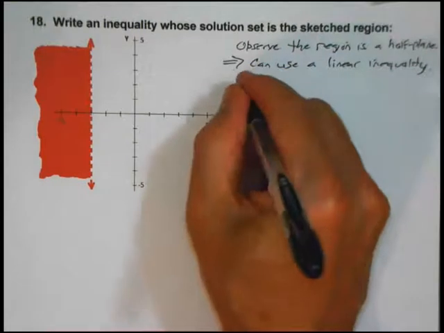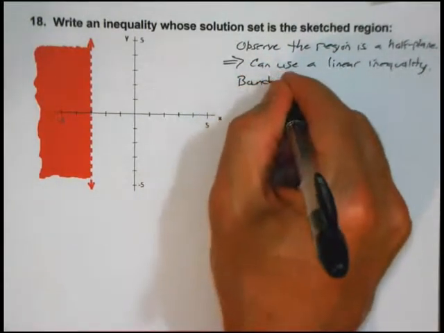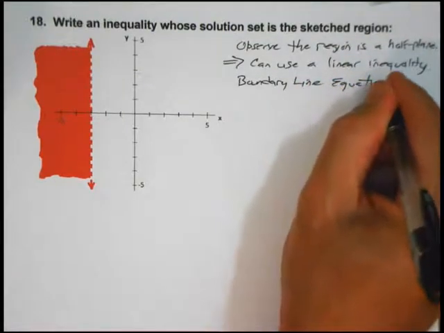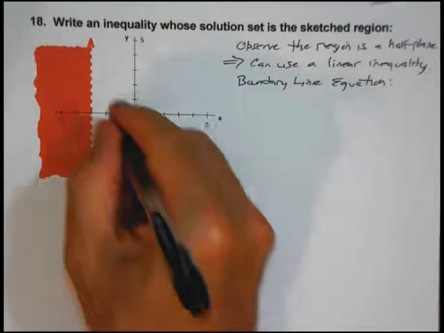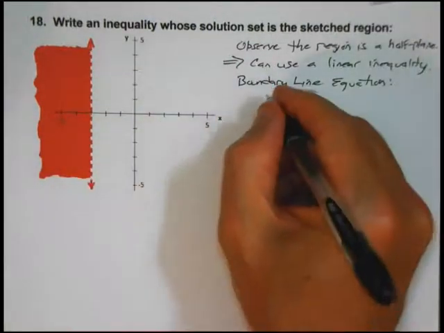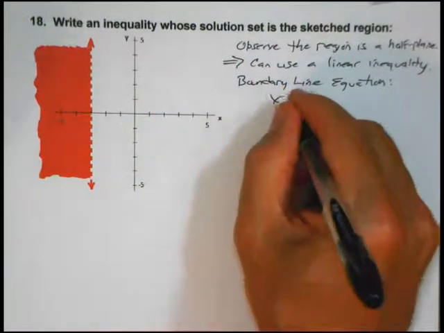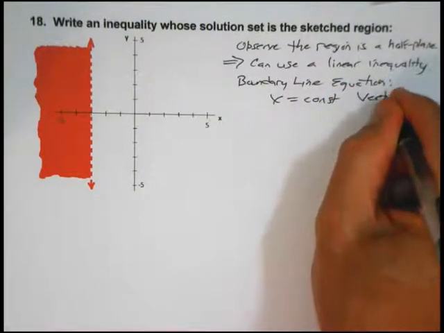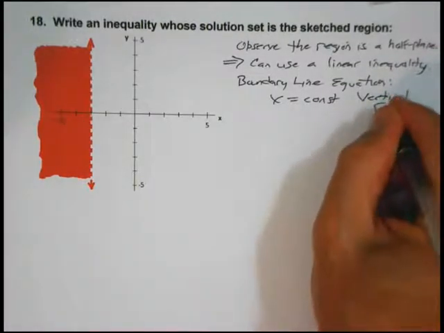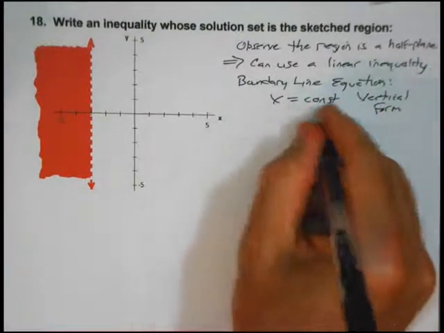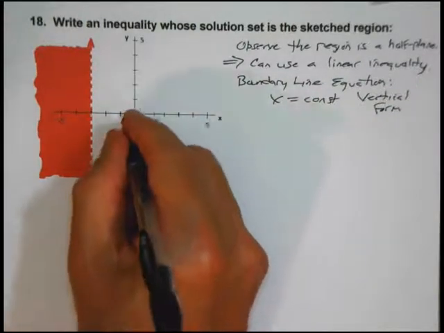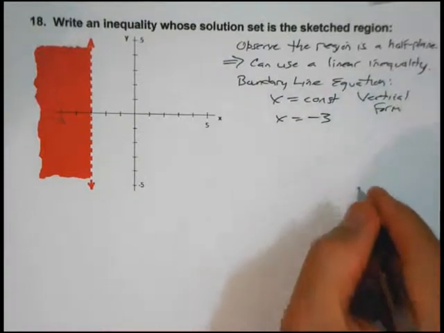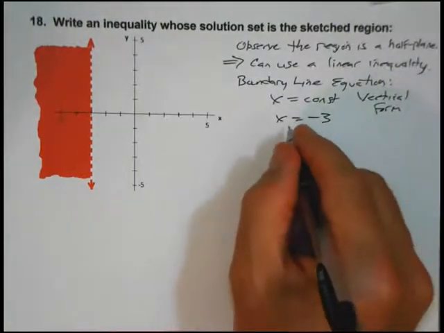Alright, how about the boundary line? The boundary line equation. Look at this boundary line. It's a vertical line. Okay, so what comes to mind is we're basically looking at x equals a constant type of equation. This is called vertical form. Specifically here, we need our x to equal negative 3. Alright, so there would be our boundary line.